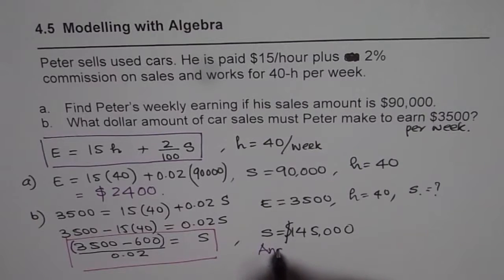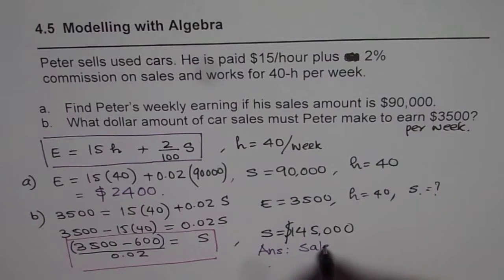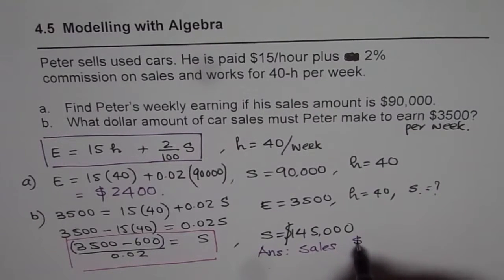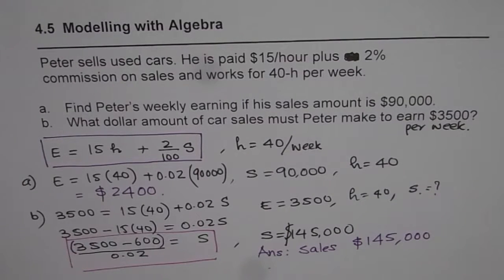So let's write down our answer. The car sales should be of $145,000 for the earning of $3,500 in 40-hour week. I hope that helps.